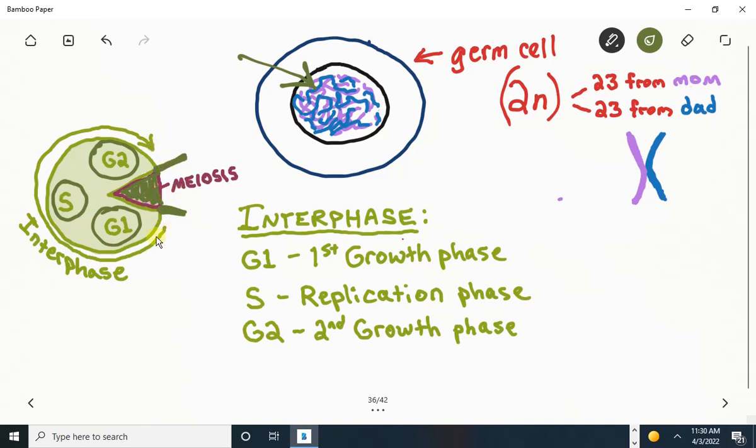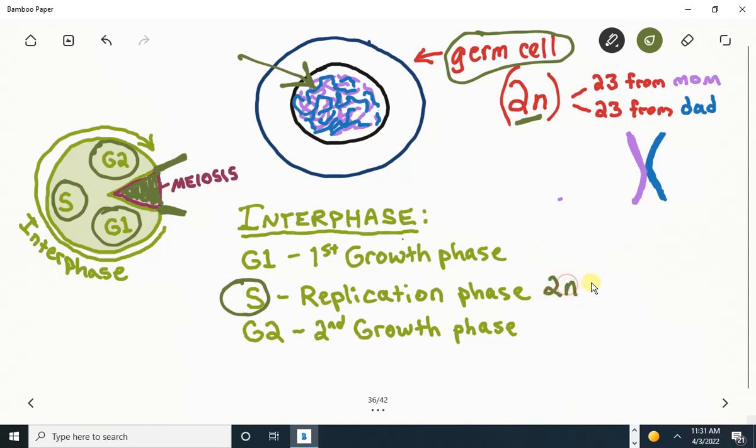Now, what to pay attention to right before the meiosis stage, in this interphase, we're dealing with a germ cell, as I said. And a germ cell already has two sets of chromosomes in it. One set from mom, one set from dad. So it's already 2N. So if the germ cell is already 2N, but then we get down here to the replication phase, and that's where all of the chromatin duplicates itself, what's going to happen?